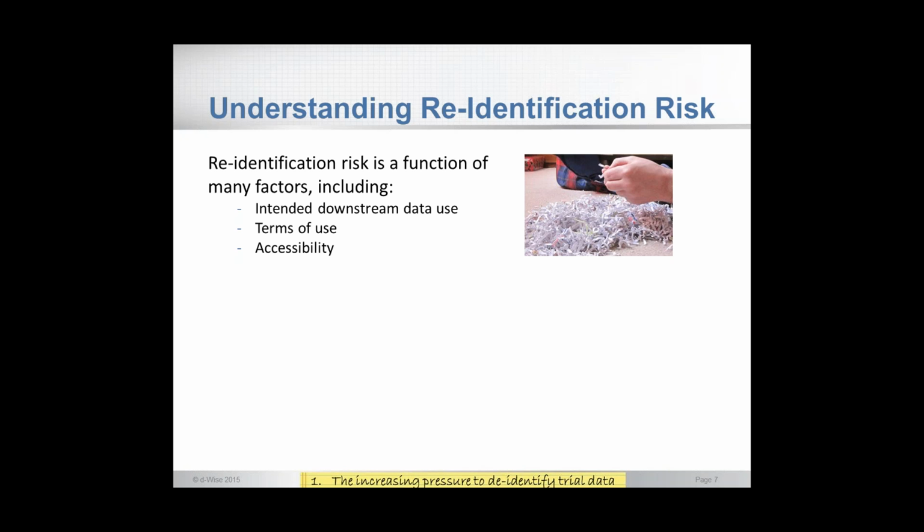I want to highlight 3 here, and that's the intended downstream data use. What's this data going to be used for? In terms of, so you know what's being shared. You don't necessarily have to share all of the data associated with the clinical trial. It can be much narrower than that.